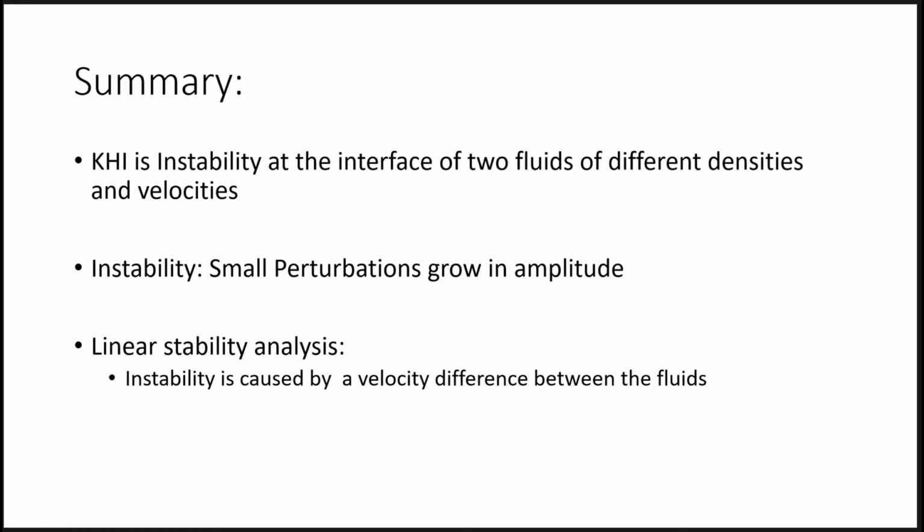To conclude, Kelvin-Helmholtz instability refers to instability at the interface of 2 fluids of different densities and relative velocities. Instability in this case means that a small disturbance of the interface, for example a wave propagating at the interface, spontaneously grows in amplitude. Using linear stability analysis, we concluded that this instability is caused by shear at the boundary between the 2 fluids.